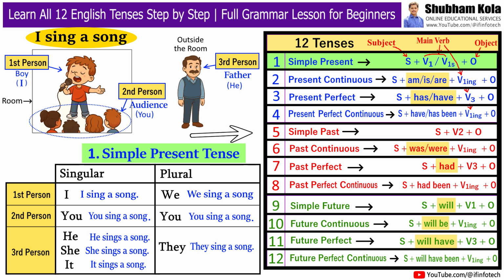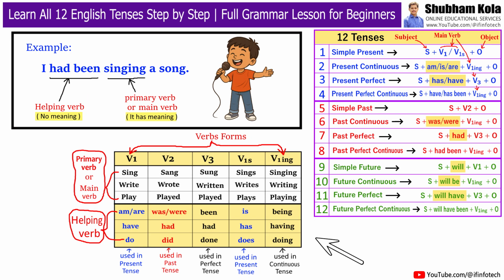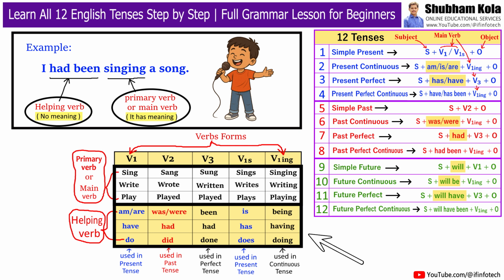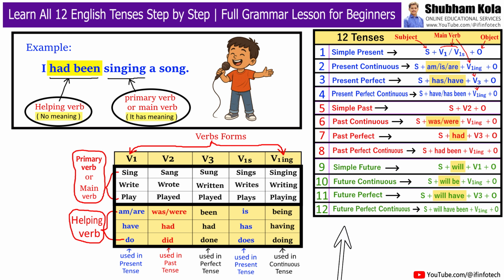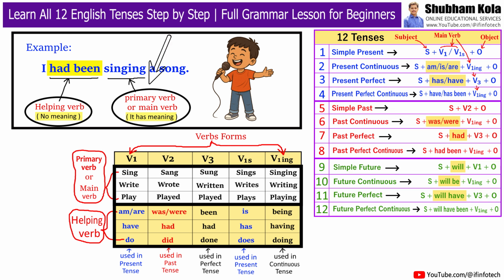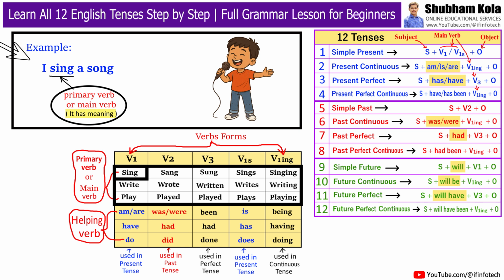But before we jump into the tenses, let's understand some basic building blocks of English grammar, that is verbs. Let me explain the difference between primary verbs and helping verbs. Understanding this will help you to see how sentences are built in all the tenses. A primary verb is the main action word. It tells us what the subject is doing. For example, in the sentence, I sing a song, the word sing is the primary verb. It tells us the action, what I am doing.